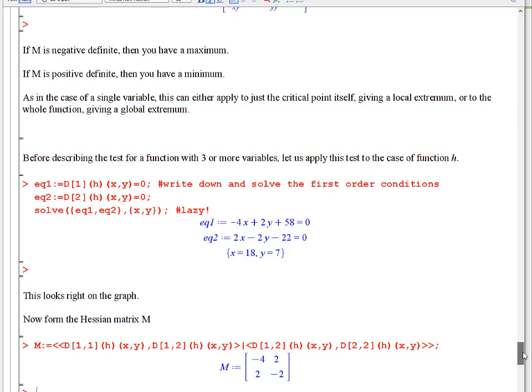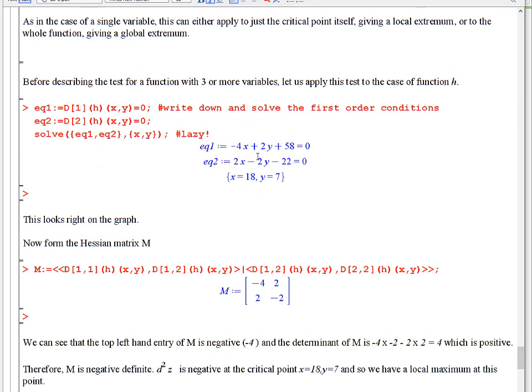You should be able to see how this comes out. So this comes from this. So this is the first derivative with respect to x. So differentiate again with respect to x and you find -4. Differentiate with respect to y and you find 2. Start with this one. Differentiate with respect to x, you find 2. With respect to y, you find 2. So these are the second derivatives of the derivatives for x and y.